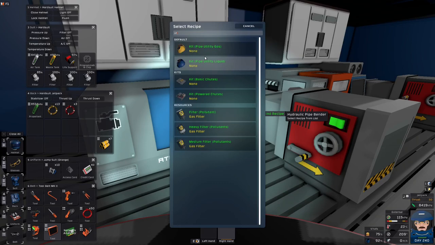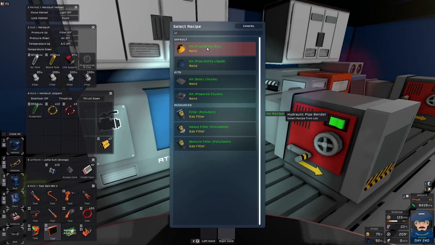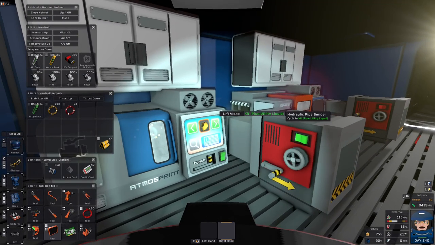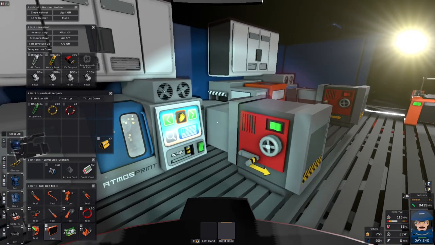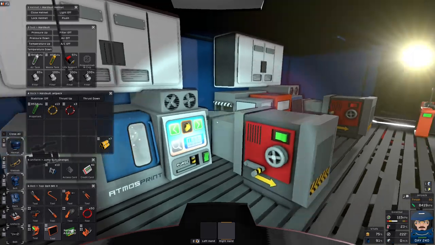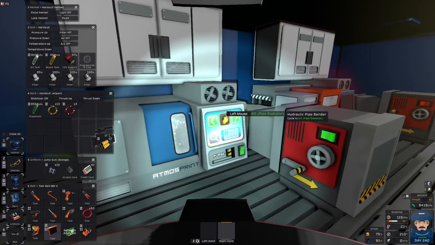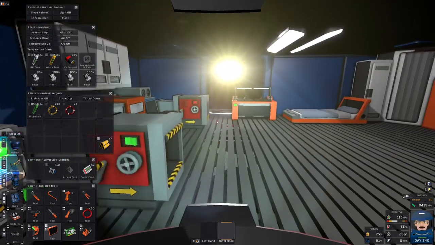And we need these utility kits. I get two of the gas pipe utility kits. And we're also going to get one of the liquid ones. These are something new in this update.